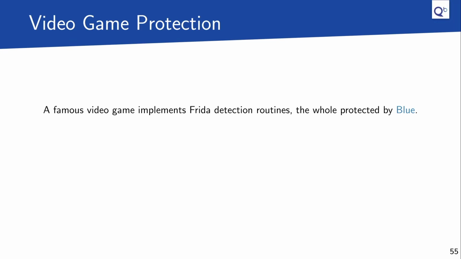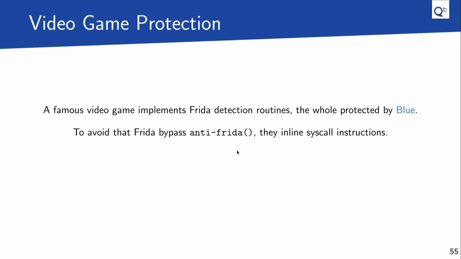And one of the video games that we analyzed implements Frida detection, which is based on detecting the TCP port. And because they don't want to have the protection within a single function that could be hooked with Frida and changed, they inline all the instructions through syscalls that are involved in the detection. But thanks to QBDI, we can trace syscalls. So we can identify where the syscalls are, and we'll see how we can remove the protection.